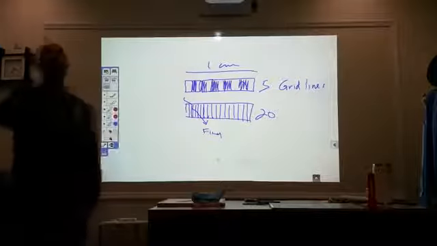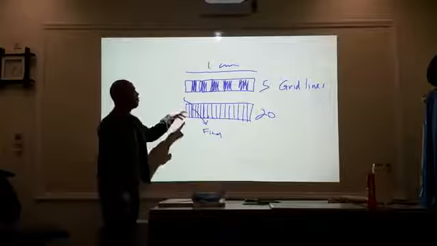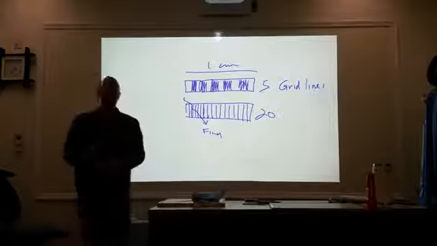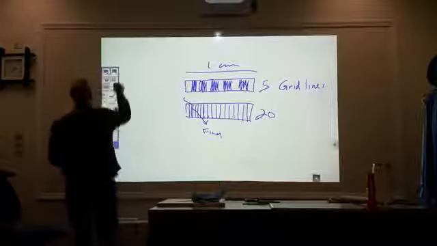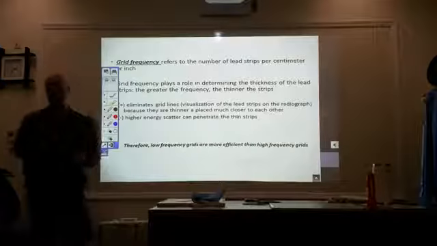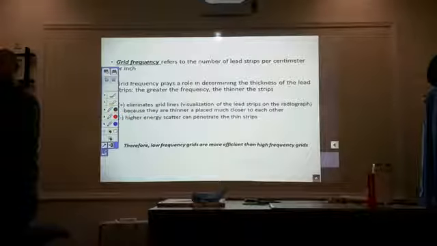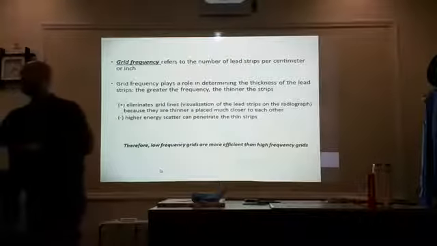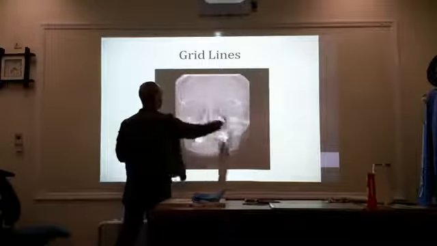So what we want here is a happy medium. Here's that happy medium again. We don't want anything too thick or too thin. We want it thick enough to attenuate, but thin enough to avoid any type of grid lines. Therefore, low frequency grids are going to be more efficient than high frequency grids because they're thick enough to absorb the scatter radiation, and they won't show up on your radiograph as grid lines. Here's an example of grid lines. You can actually see the physical manifestation of the lead strips.